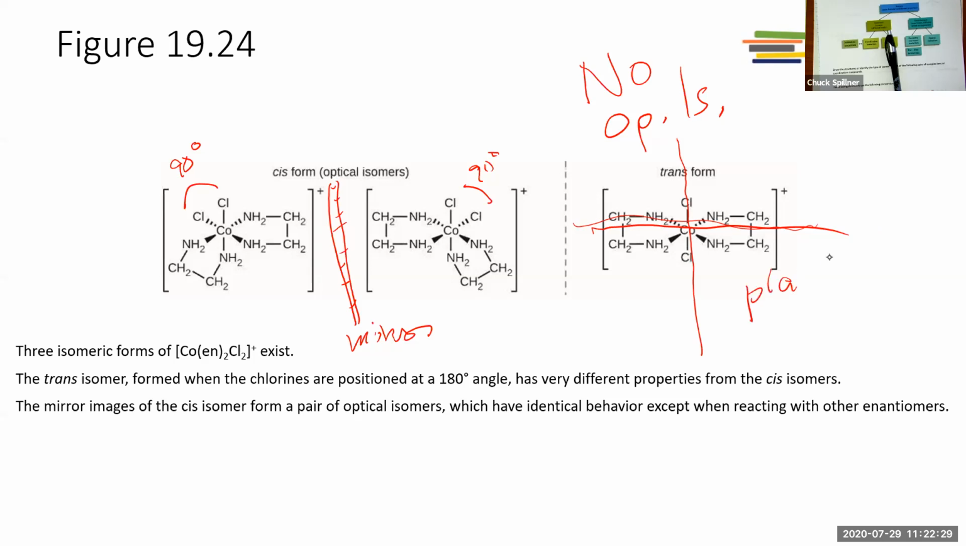Sort of wrote it there, that's supposed to be symmetry. So the plane of symmetry rule. That's why the linear and the square planar molecules don't have optical isomers, and why the tetrahedral structure has to have 4 different ligands. If it has 2 of the same ligands, then there's always a plane of symmetry.